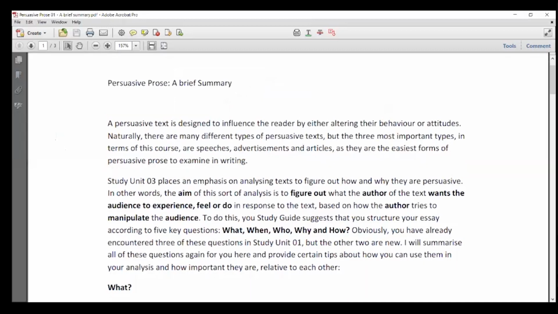Study Unit 3 places an emphasis on analyzing text to figure out how and why they are persuasive. In other words, the aim of this sort of analysis is to figure out what the author of the text wants the audience to experience, feel, or do in response to the text. Based on how the author tries to manipulate the audience to do this, your study guide suggests that you structure your essay according to 5 questions: what, when, who, why, and how.